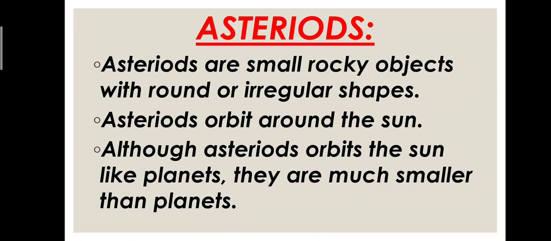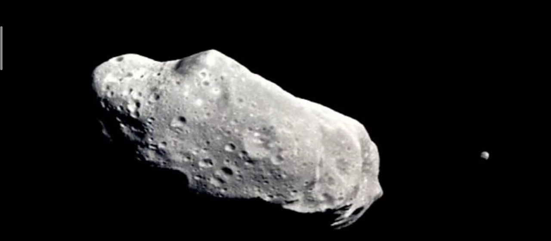Asteroids are small rocky objects. They are made up of rock, either of round shape or of irregular shape. They can be up to several hundred kilometers across, but most are much smaller. Asteroids are much smaller than planets. Asteroids orbit around the sun in their own orbits like other planets, but they are much smaller. Now let me show you the diagram of an asteroid. As I have told you, this is a small rocky object, made up of rock and of irregular shape.